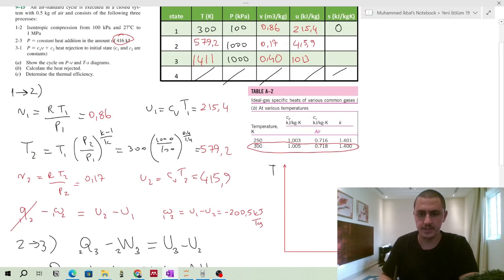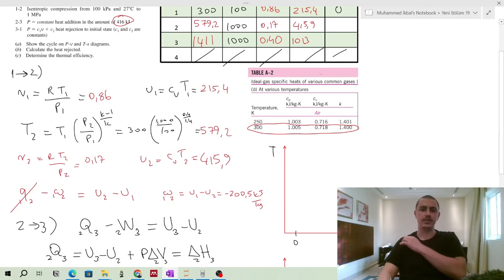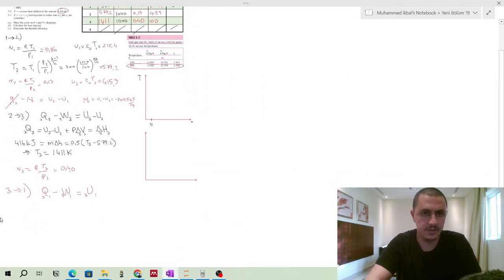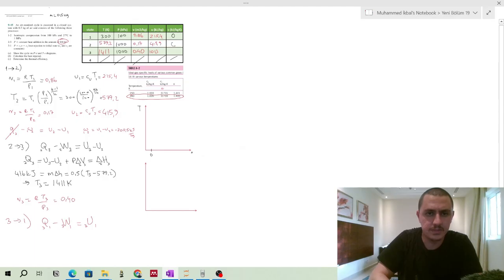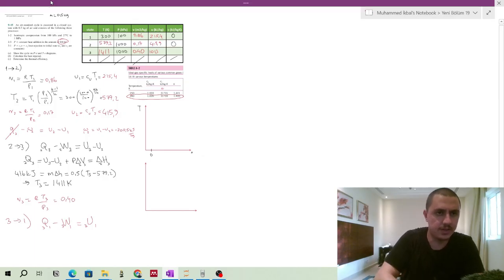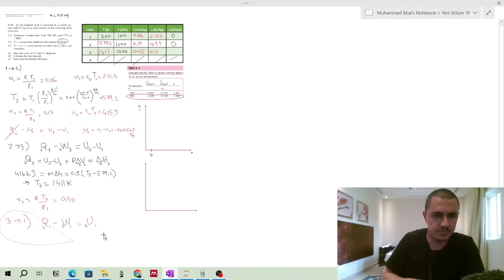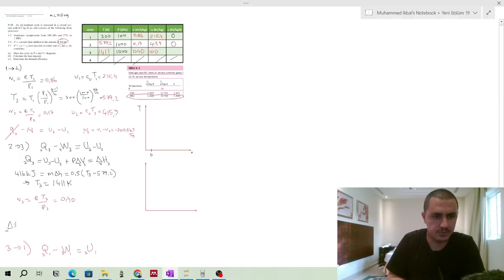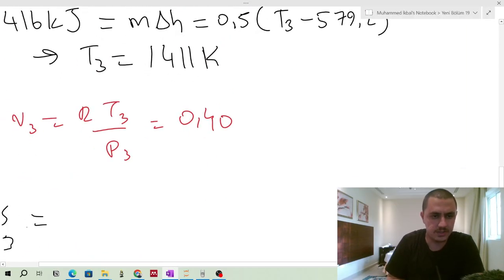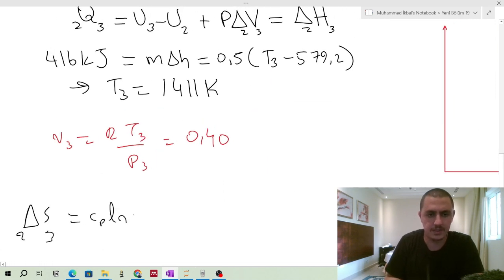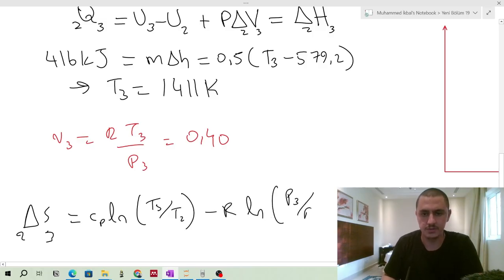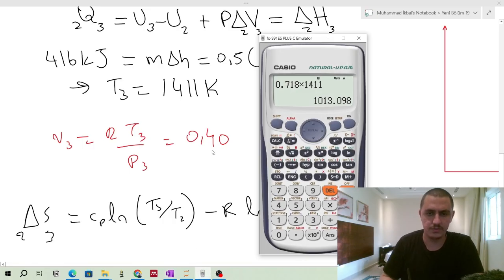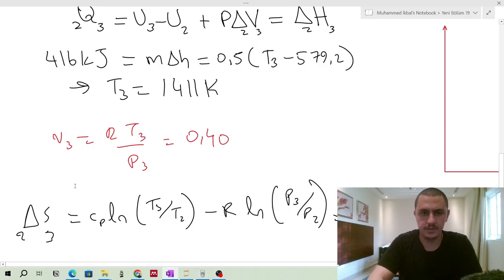Okay, we have the TS diagram. Initial entropy is 0, and the second entropy we need to calculate. Okay, let's calculate entropy change. Here it's isentropic, so it's 0, but from 2 to 3, okay, let's skip this. Let's move this part down, we missed something here, we skipped it. It's delta S from 2 to 3. Using constant specific heats, you can say Cp ln T3 over T2 minus R ln pressure ratios. Okay, so we know the values, we can calculate directly.